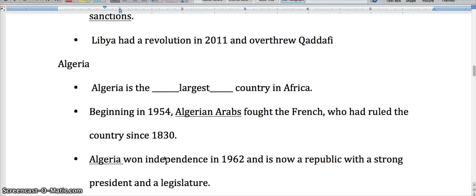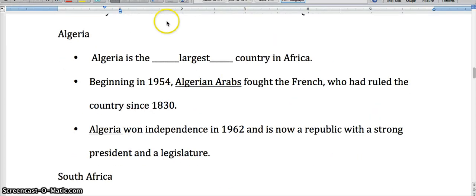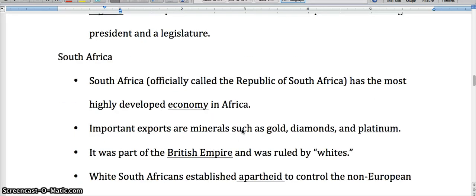Now, next to Libya is the largest country in Africa. If you remember anything from Algeria, it is the largest country. It is the big country at the top of Africa. It's got a lot of history itself. It too was a colony, but it was a colony of France and broke free from France in 1962 and now has a strong president and legislator, just like the United States as well.